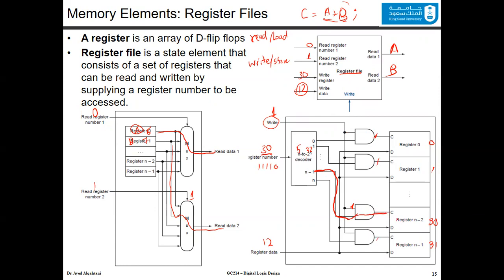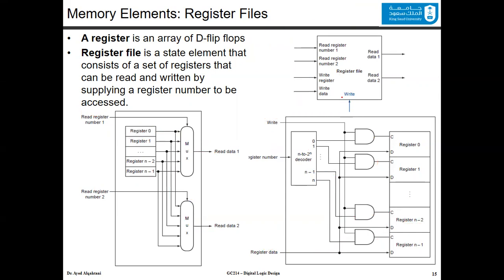So it will activate the clock of this register, meaning it will give it a rising edge. And because of the rising edge going to all the different flip-flops, the value 12 will be inserted and saved inside this 8-bit register. And this is called a register file. Some register files have write control only. Some of them have write and they also have read control.